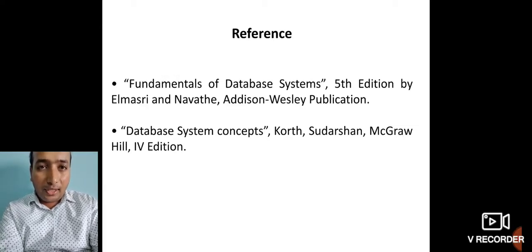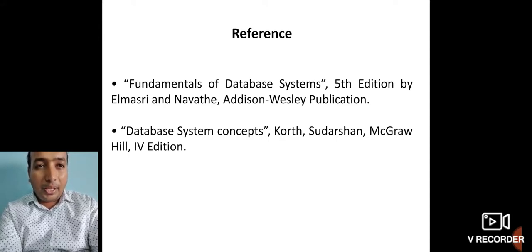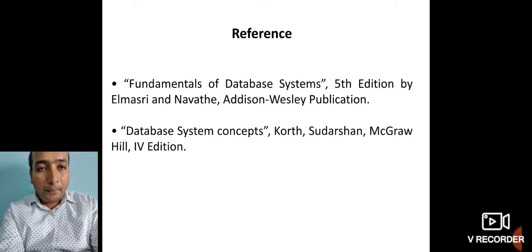So dear students, for further references you can refer to 2 books. One is Fundamentals of Database Systems, 5th edition by Addison-Wesley publication, and the authors of the book are Elmasri and Navathe. Or even you can refer to the book titled Database System Concepts by Korth and Sudarshan of McGraw-Hill, 4th edition.